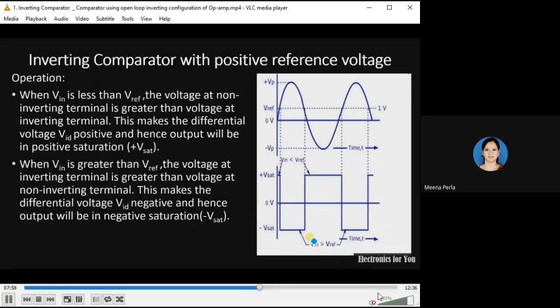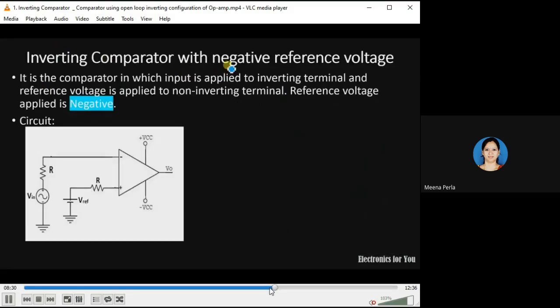And when V in is less than V reference, the voltage at the non-inverting terminal is greater than the voltage at the inverting terminal, and this makes the differential voltage VID positive, and hence the output will be in positive saturation. So this is what we have studied using this graph. When V in is greater than V reference, the voltage at the inverting terminal is greater than the voltage at the non-inverting terminal, right? So this is where we have seen negative saturation.